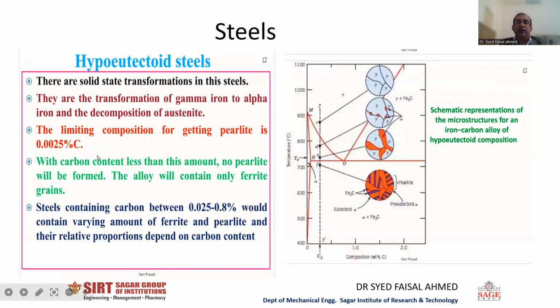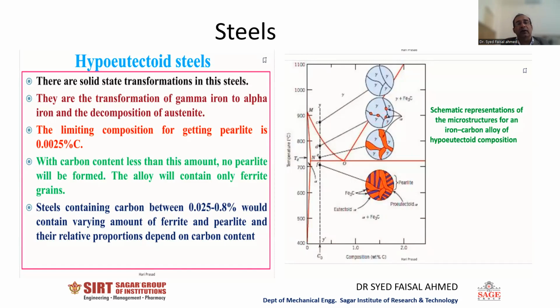Here we see that with eutectoid steel, the various types of microstructures can be seen under the microscope at a nanoscale or at other magnification points. These are the microstructures which exist at various points, and in the iron carbon diagram also we can see them at various points. There are solid state transformations in this steel. Hypoeutectoid steels have solid state transformations. They are the transformation of gamma iron to alpha iron and the decomposition of austenite.